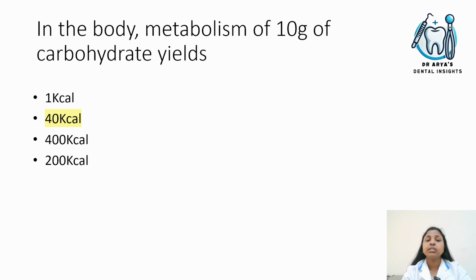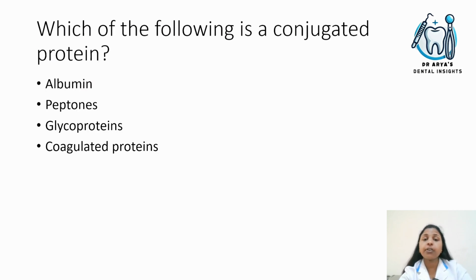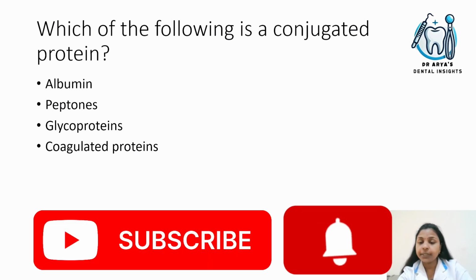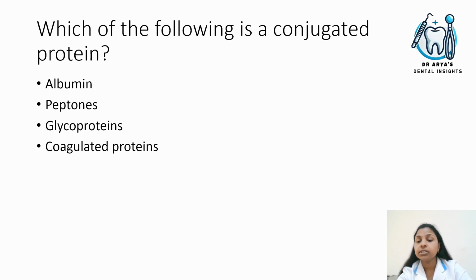So the metabolism of 10 gram of carbohydrate yields 40 kilocalories. Okay. Which of the following is a conjugated protein? Is it albumin or peptones or glycoproteins or coagulated proteins?